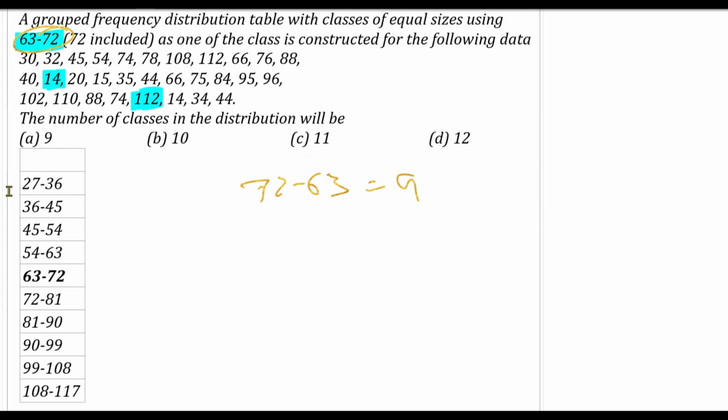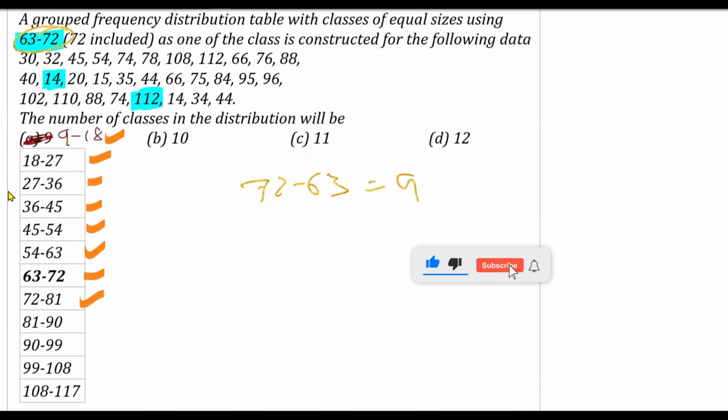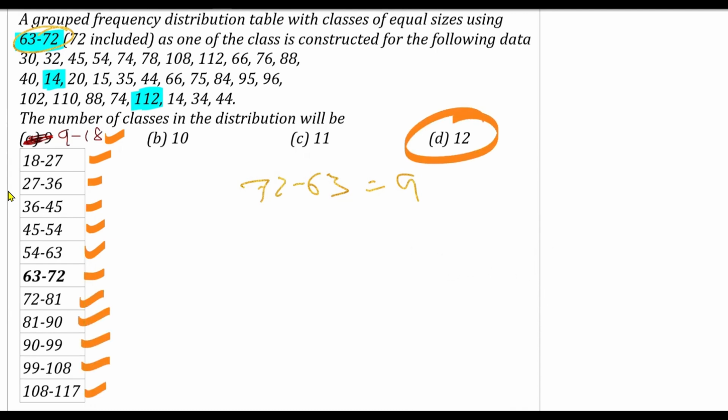And then what more? We have to write one more. I think it's going to be 18 to 27. And then since 14 is what we have to accommodate, I have to go one more. That should give you 9 to 18, right? So now we have to count the number of classes. It's 1, 2, 3, 4, 5, 6, 7, 8, 9, 10, 11, 12. Yes, 12 is an option. So this is correct, and this is the way we can do this question.